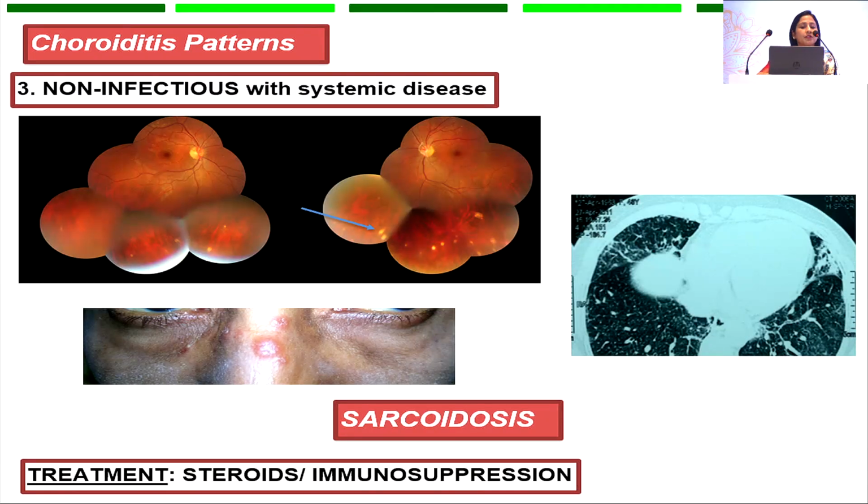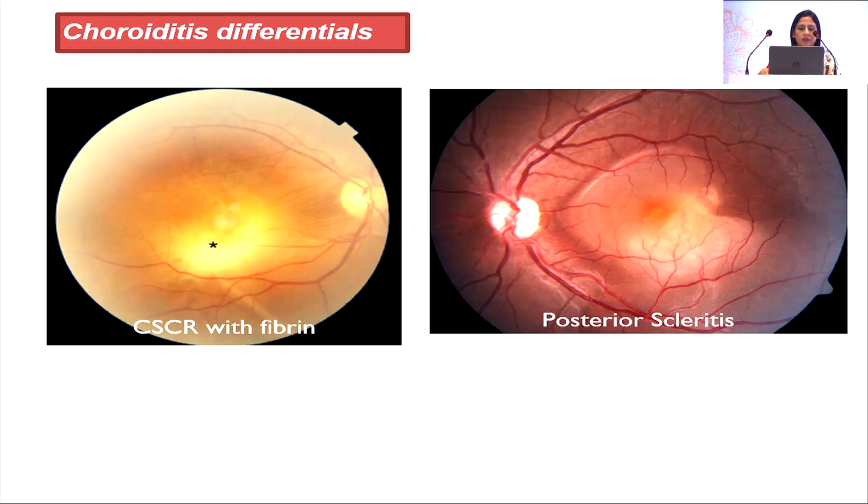Coming on to the non-infectious pattern with systemic disease, sarcoidosis being the most common. So if you're seeing these depigmented lesions in the inferior retina, you only have two diagnoses in your mind: either it's sarcoid or it is VKH or sympathetic ophthalmia. And then you look for other signs like lupus pernio, or you get a CECT chest done and you see this hilar lymphadenopathy. You know you're dealing with sarcoidosis, and that's how you go about your treatment.